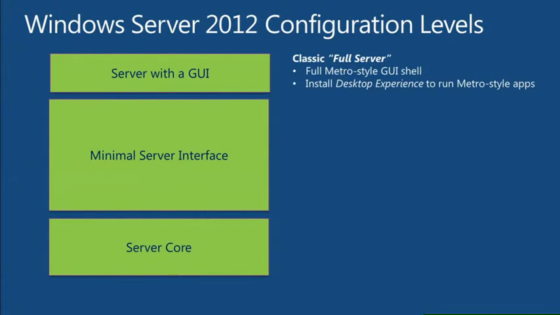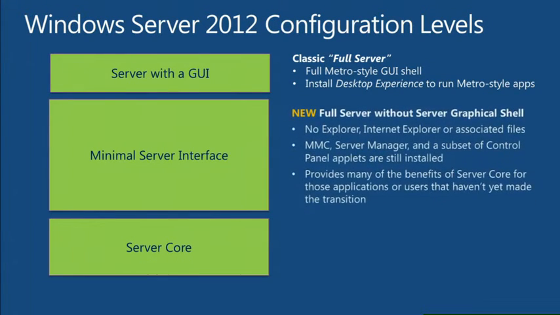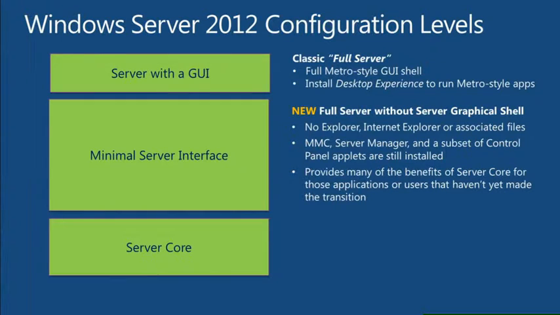So looking at the configuration levels that are available, at the top end you have server with a GUI, sort of your classic full server. You get the Metro style shell on there. You can install the desktop experience and get the full-on client experience, including the App Store and the ability to run Metro applications. In the middle, we have a new layer or a piece of functionality called the minimal server interface. Has anybody tried this yet?